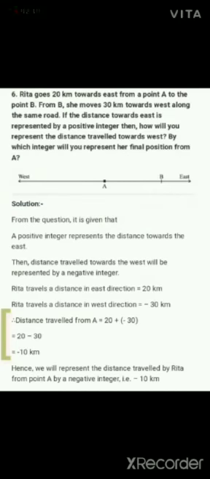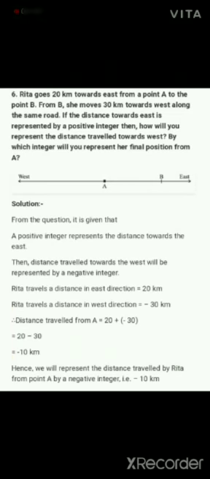Therefore, distance travelled from A is equal to 20 plus of minus 30. We will add both of these two equals 20 plus minus minus, because the product of one positive and one negative integer will be negative, equals 20 minus 30 equals minus 10 kilometers.